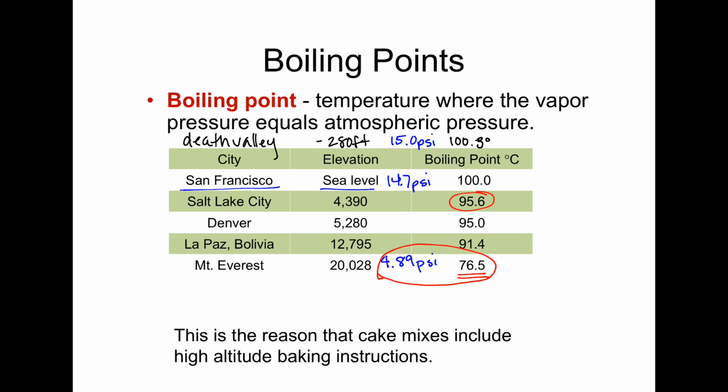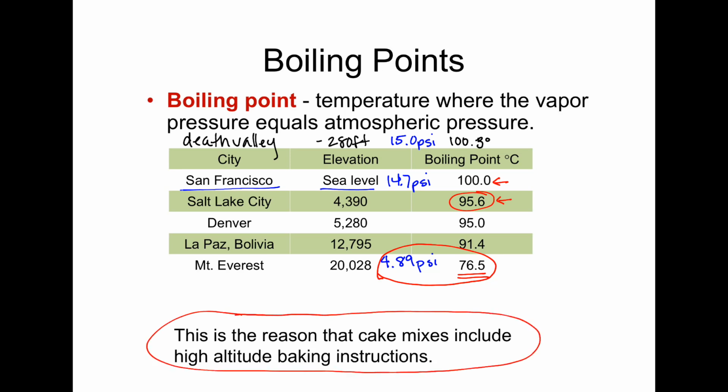So even if you're cooking your pasta in Salt Lake City, you're cooking it at almost 5 degrees lower than you would be if you were cooking it in San Francisco. And that just means it's going to take longer to cook things at higher elevations. And that's the reason why things like cake mixes and anything that needs to be baked for a little while and involves liquid, they have recipes that include high altitude baking instructions.